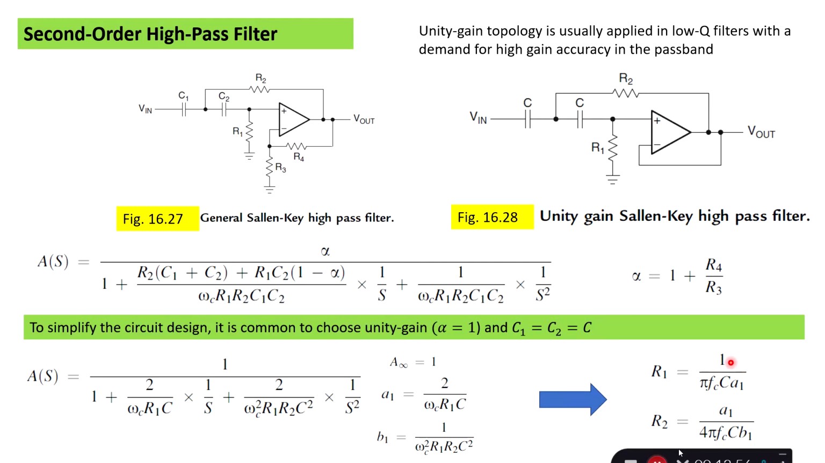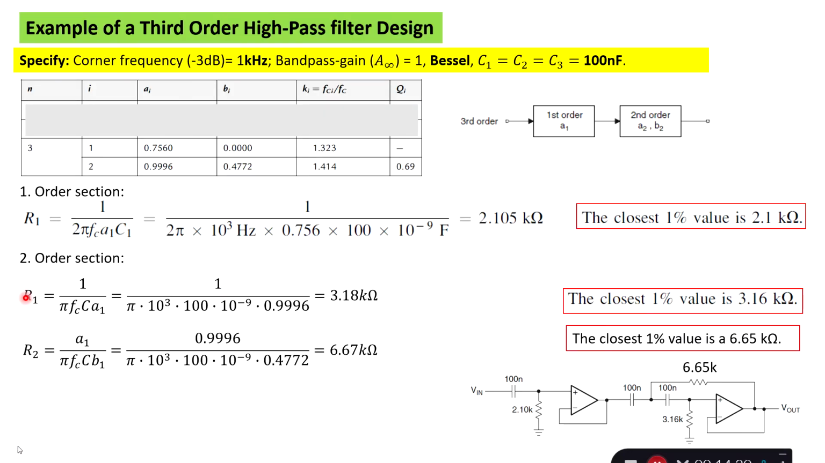R1 can be found as 1 over pi times FC, the corner frequency, then the C value, and then the filter coefficient from the filter table. And R2 can be found again as the table coefficient A1 from the filter table, and 4 times pi times FC, C times B1. So these are the options we have for the filter. So now we can look at a design example.